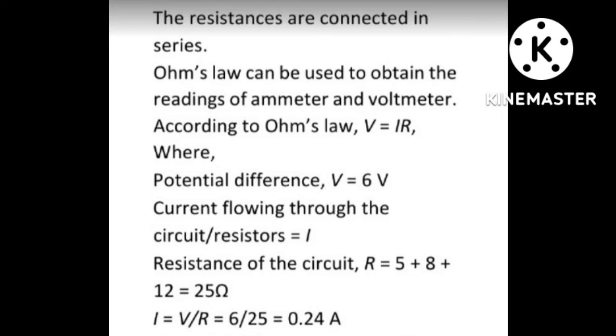So we are getting the I value as I equal to V by R, that is 6 divided by 25, that value is 0.24. Now we got the value of current as 0.24 amperes.